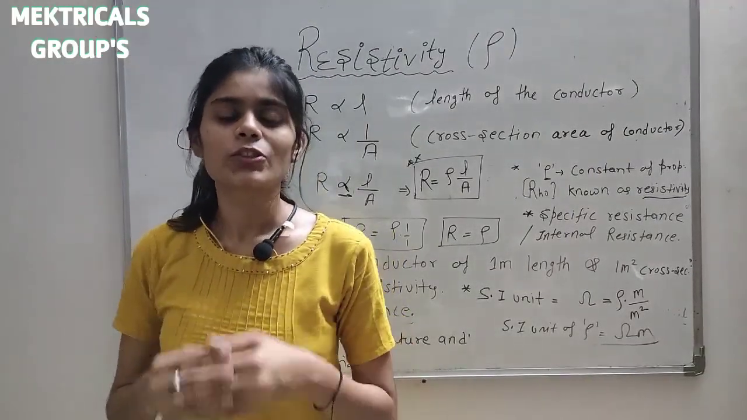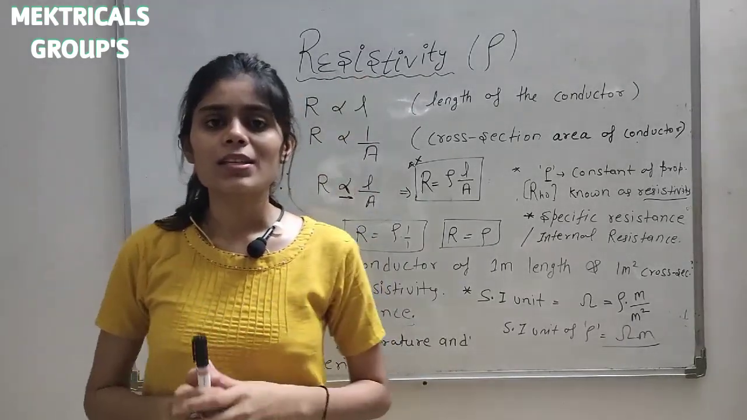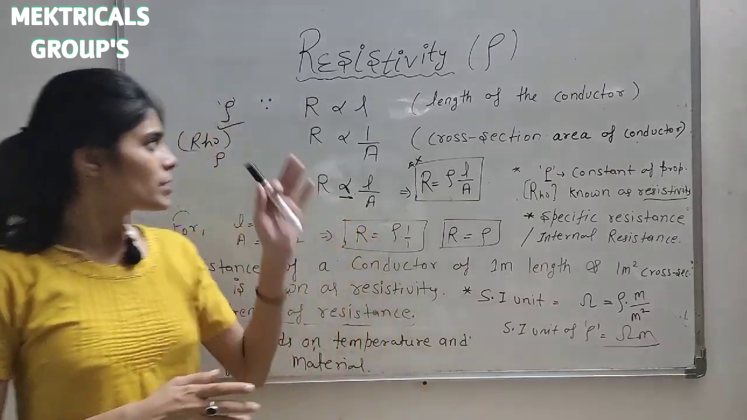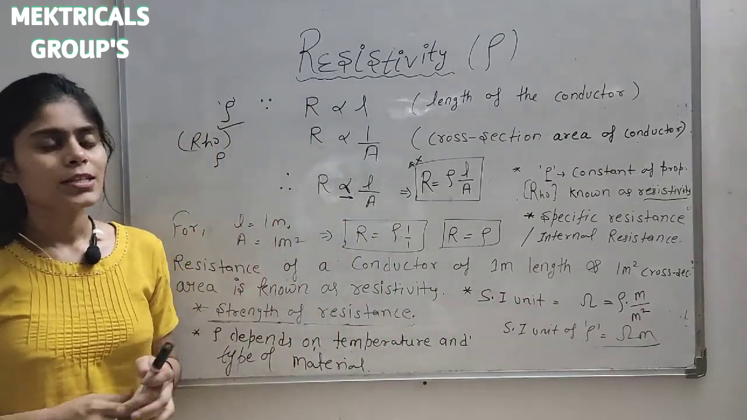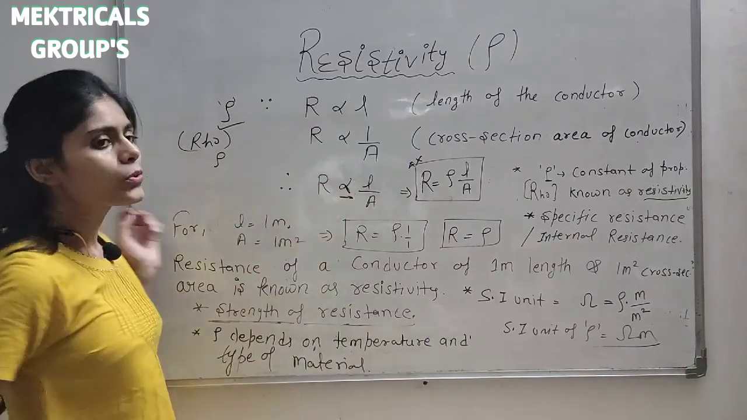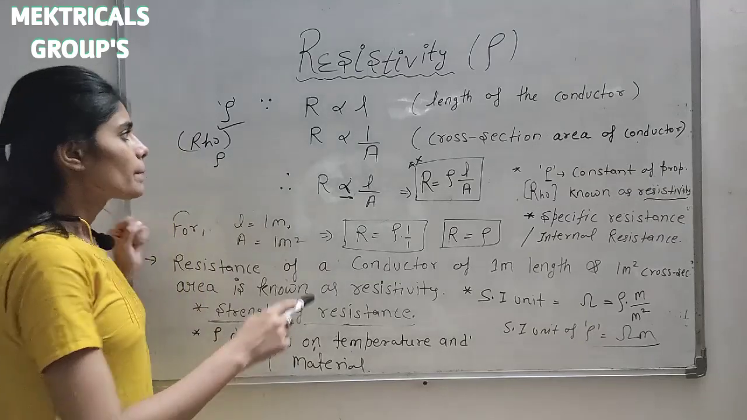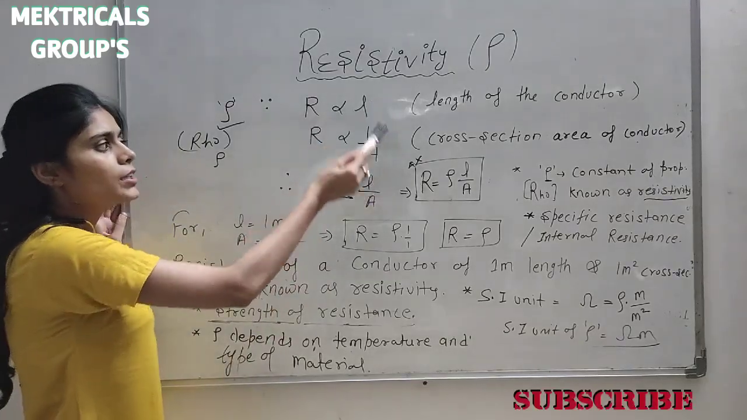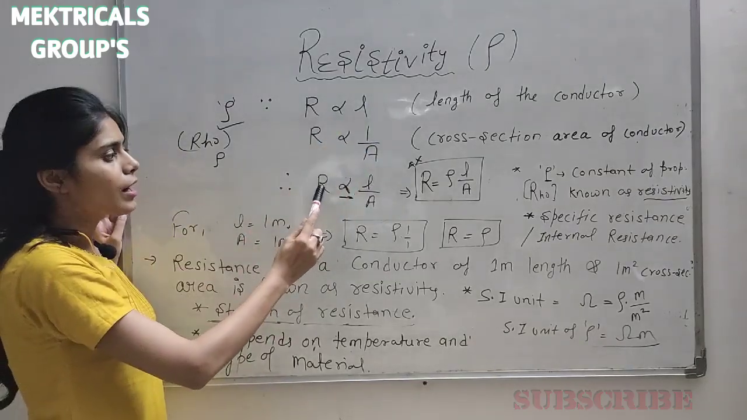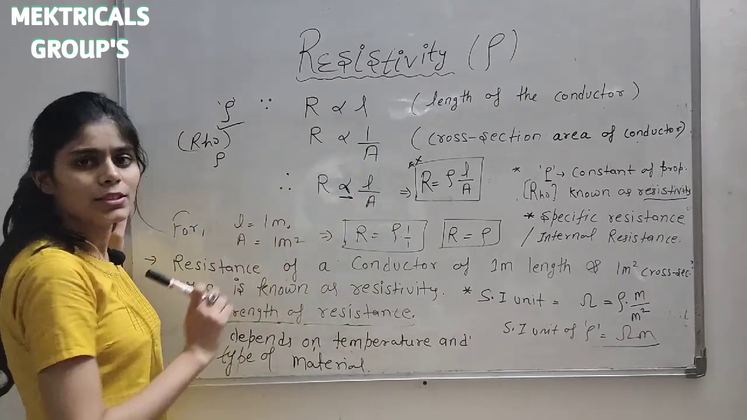I am Shweta Sinha and today I am going to explain about resistivity. To understand resistivity, we need to go back to resistance. We know about resistance that it is directly proportional to length and inversely proportional to cross-sectional area for a conductor. By combining these two factors, we can write R is directly proportional to L upon A. No problem in writing this.